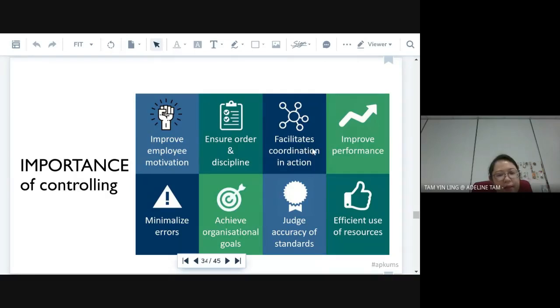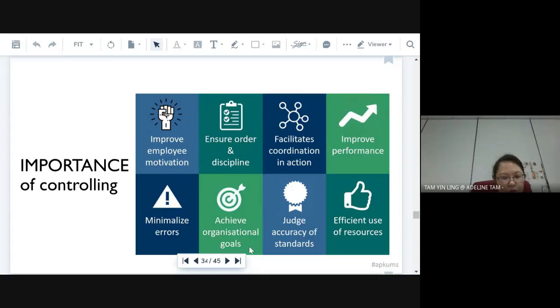And next, facilitates coordination in action. So we facilitate the coordination. Improve the performance. This is the most important thing. We hope that they will improve, they will perform. Okay, pencapaian lebih baik. Okay, performs better. And minimize the errors, mengelakkan kesilapan, mengelakkan masalah dan kesilapan daripada pelaku. Minimize the errors or the mistakes from happening.